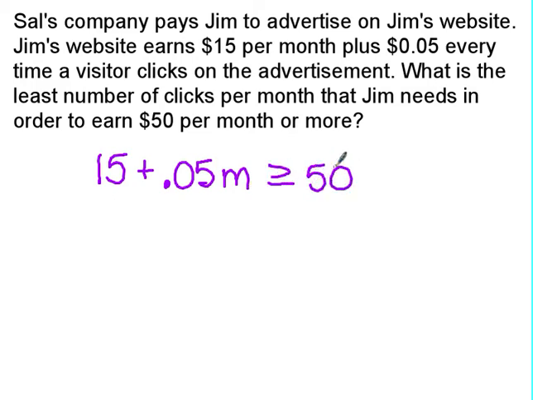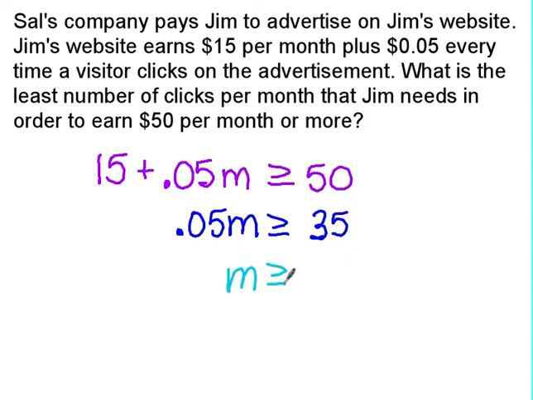Because notice what it says: $50 per month or more. So that means this needs to be more because he wants to earn the minimum of $50. But he would really like more than that. Okay, if we would have done less than or equal to 50, that would have been values where he would have made $50. So to solve this, what are you going to do? Minus 15. So you get 0.05 M to be greater than or equal to 35. What do you do now? Divide by 0.05.